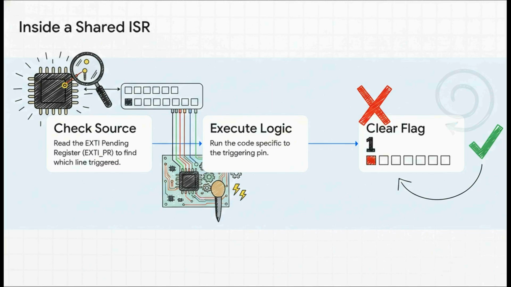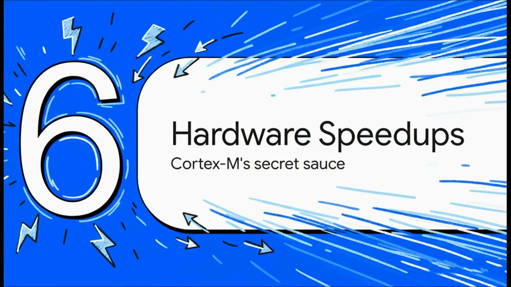But now for the most critical part, and I can't say this enough, you must clear that pending flag before you leave. And weirdly, you do it by writing a 1 to that bit. If you forget to do this, the interrupt will immediately fire again as soon as your ISR ends, and your CPU will be trapped in an infinite loop. It's a classic bug. Now, you might be thinking that all this register saving and restoring sounds like it would be kind of slow, but the ARM Cortex-M core has some absolutely incredible hardware optimizations built right in to make this whole process ridiculously fast.